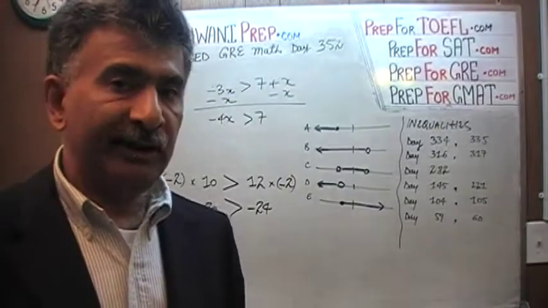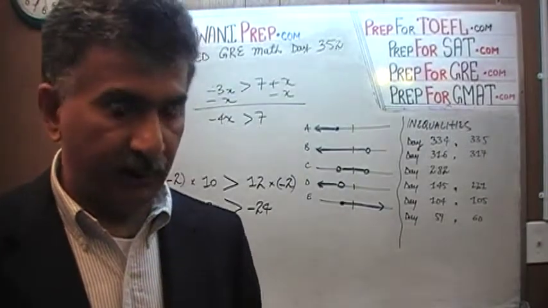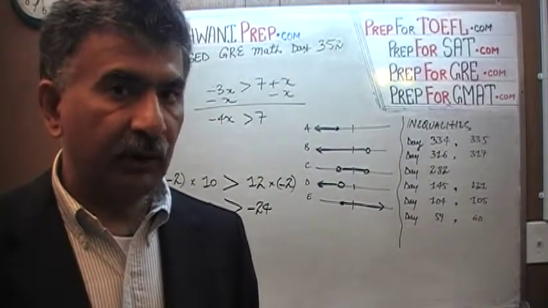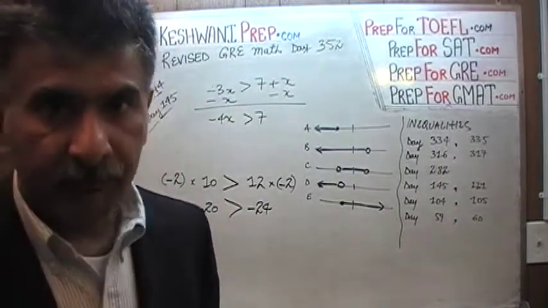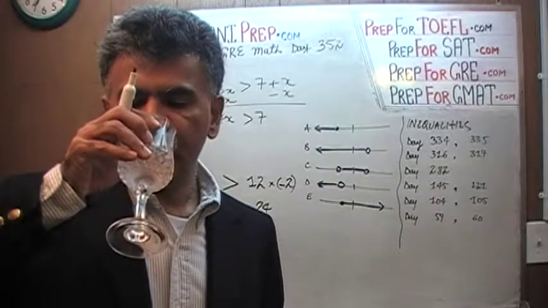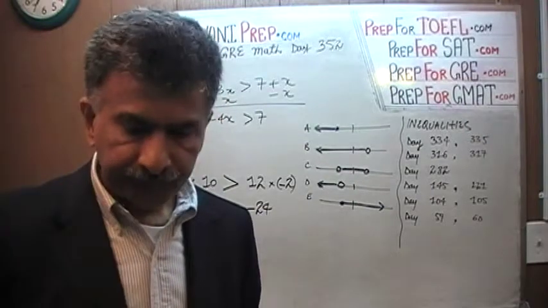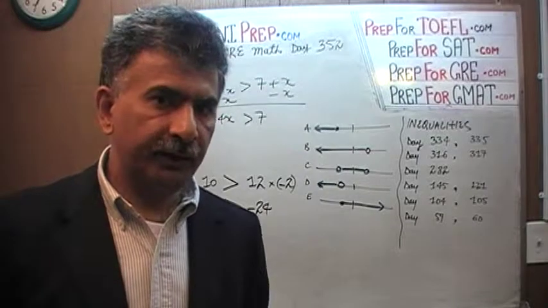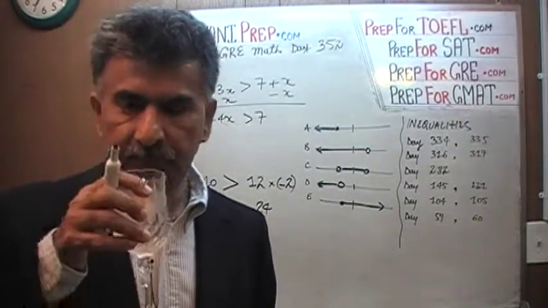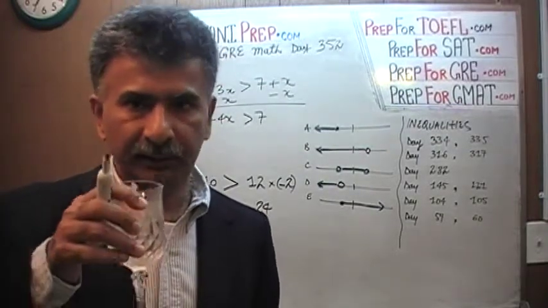I'm going to say it one more time. As soon as we divide or multiply both sides of the inequality by a negative number, the direction of the inequality needs to be switched. That's the only difference. That's it.